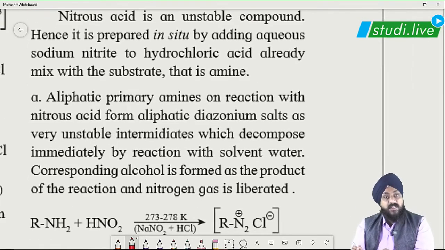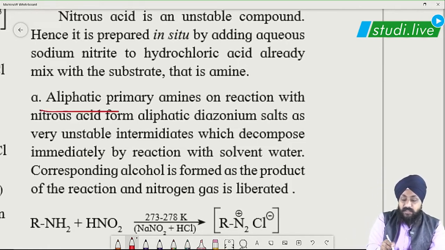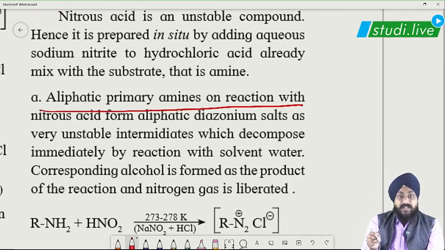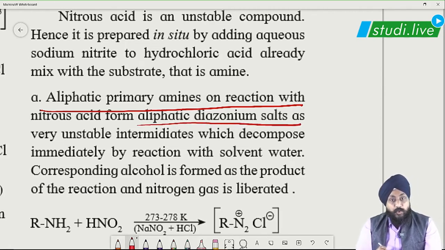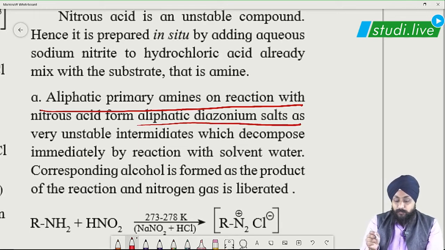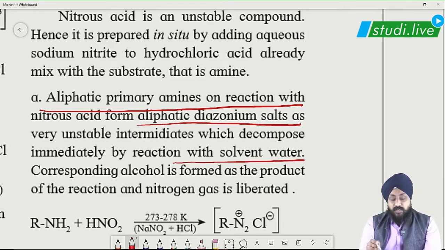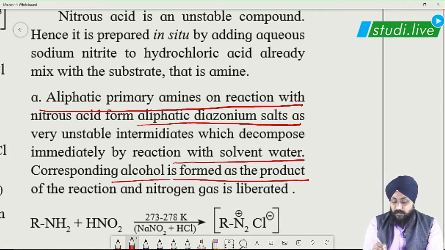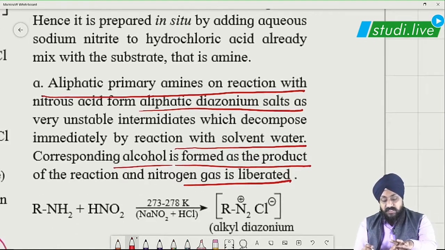Now students, what is the reaction of nitrous acid with primary amine? So you say aliphatic primary amine on reaction with what? Nitrous acid. It is going to form diazonium salt, which is going to be unstable. So it will be decomposed by reaction with the solvent water. And what is going to happen? Alcohol is formed as a product and nitrogen gas is evolved, students.